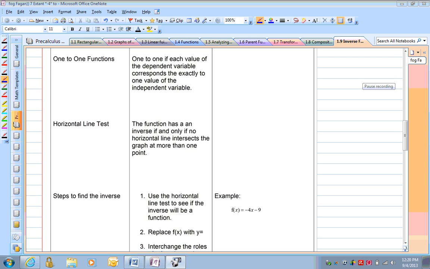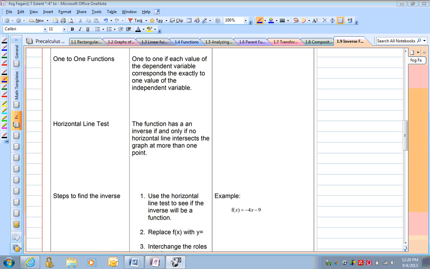One-to-one function: a one-to-one function is where each value of the independent variable, so each value of x, or all our x values, corresponds to exactly one value of the dependent variable y, which would mean it was a function. So that's for one-to-one functions. Not all inverses are functions, though.